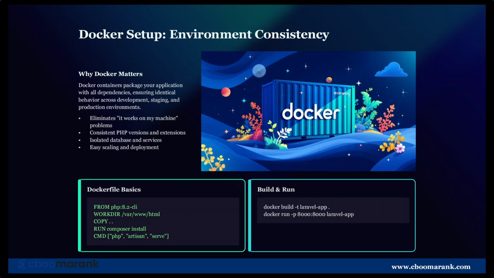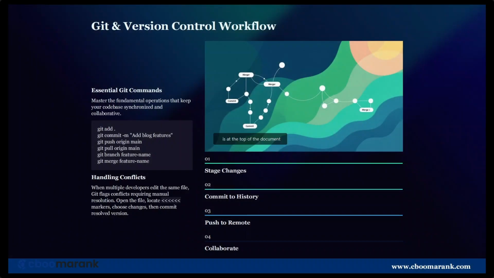So let's start with a simple question. What does it actually mean to deploy an application? Right now, your Laravel blog app runs locally on our machine. So that means only you can access it. Deployment is the process of taking your application and making it available to the world. It moves your project from your computer to a server that runs 24/7.